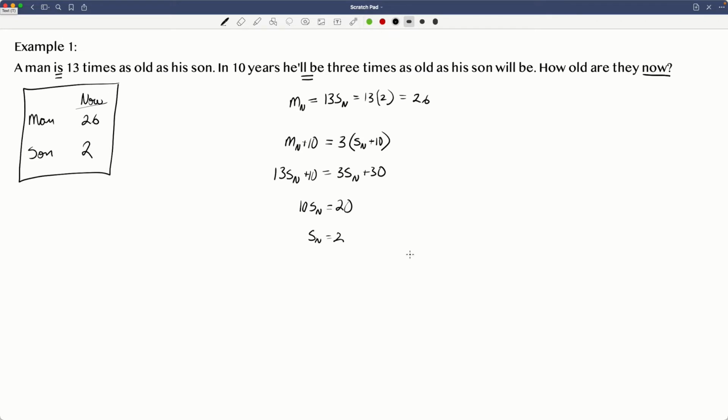Easy peasy. All right, so if you wanted to check your work, you could say plus 10, that'd be 36 and 12, and look back at your statement and say, oh, 3 times 12 is 36. So you did it right. And 13 times 2 is 26. So we solved it correctly.